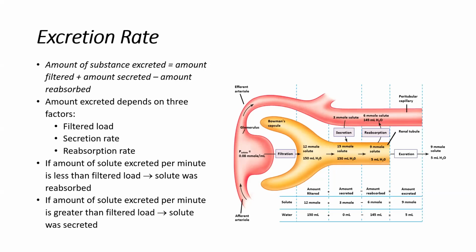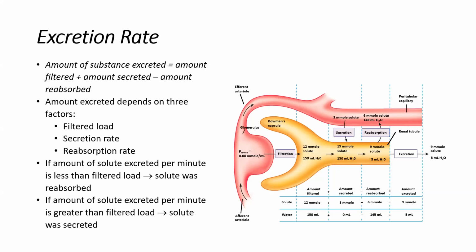The excretion amount is going to depend on how much was filtered to begin with, so the filtered load, the rate at which secretion is taking place, so how fast substances are moving from the peritubular capillaries back into the tubule, and then the rate at which reabsorption is taking place, so the rate at which substances are being moved from the tubule back into the peritubular capillary.